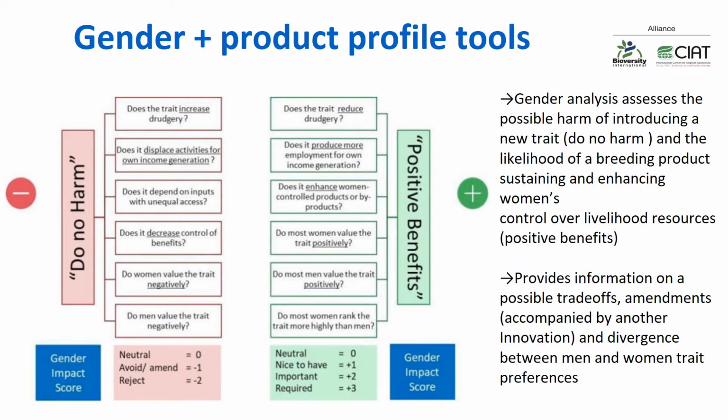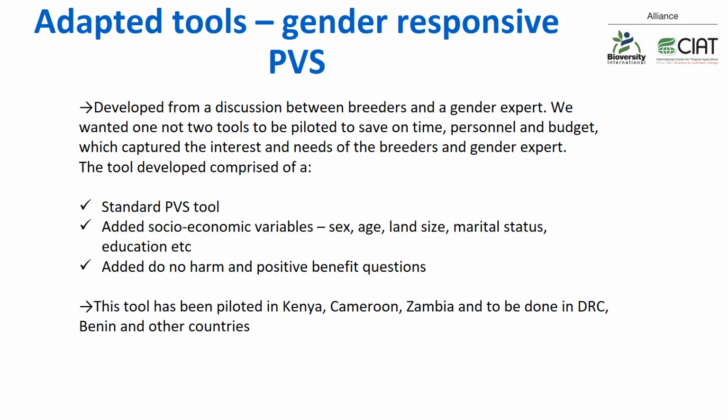But we also realized, when we were having a discussion on these gender product profiles, that when you develop the gender impact score, you can have cases with trade-offs, where the trade-offs might mean that you maintain the trait, but then you probably have to look for another innovation or technology that can, for example, reduce drudgery, but still the trait is going to provide employment for women who take up that variety.